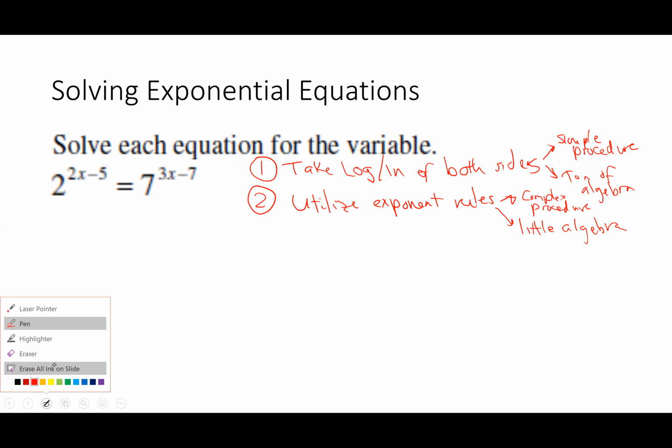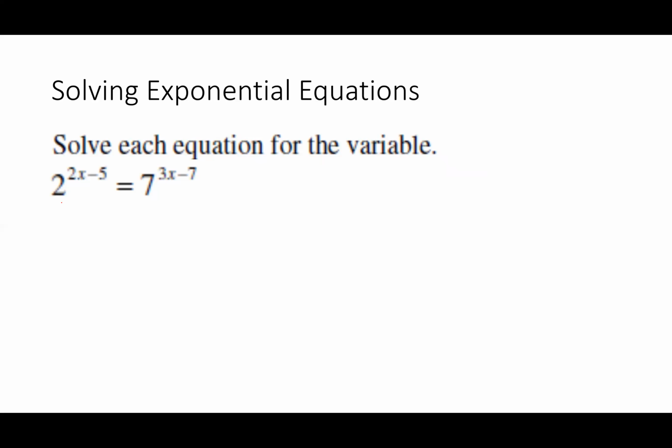So these are our options. We're going to start with the first one. Students by and large are going to gravitate towards this method. All right, so we're going to take the log of both sides. For this one, we'll go ahead and use ln. Why not? So you've got ln of 2 raised to the 2x minus 5 equals ln of 7 raised to the 3x minus 7. Since we're using logs now, we can take these exponents and ratchet them out front.